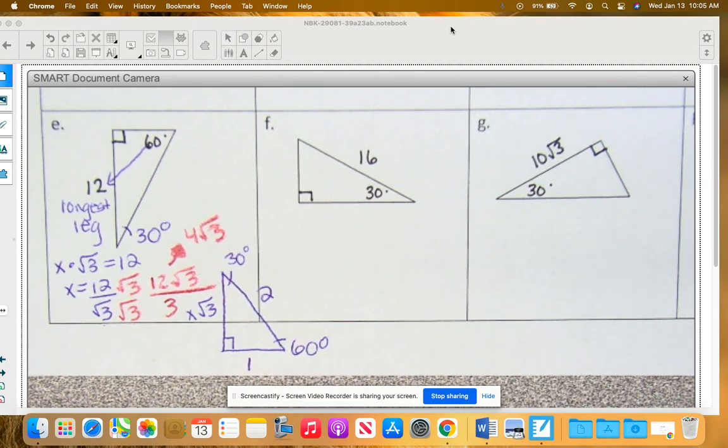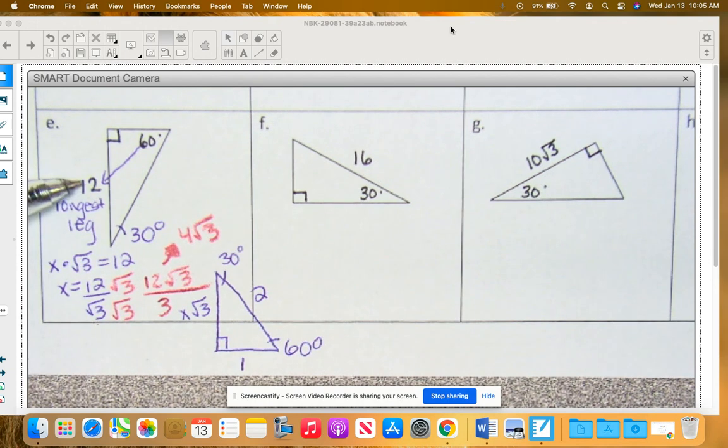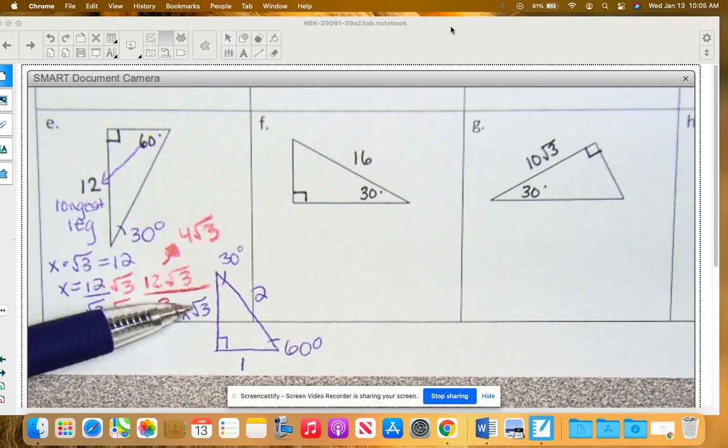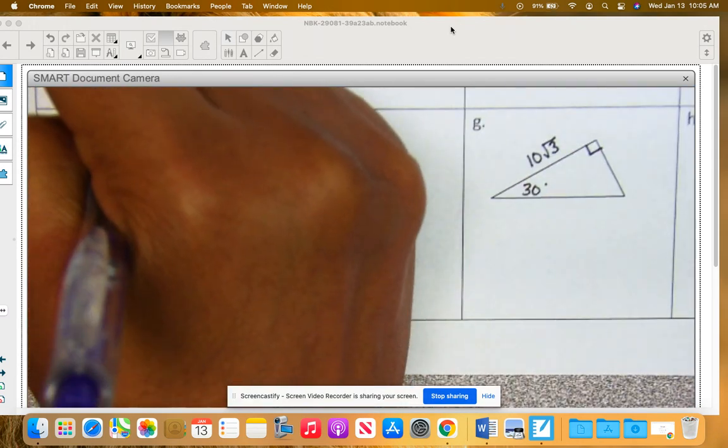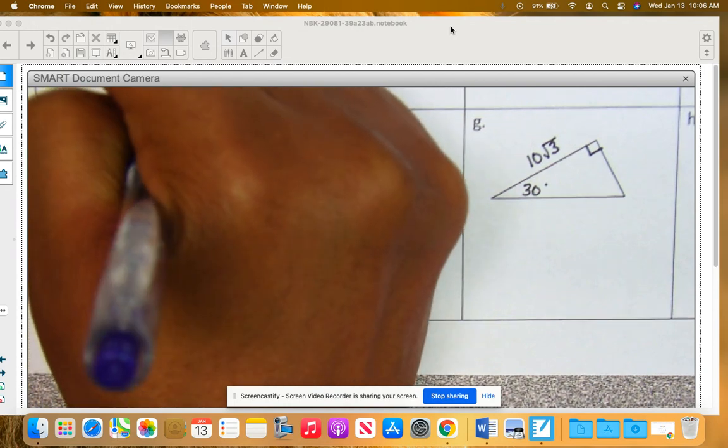So how does that help me? Well, that just gave me the length of our shortest leg. The ratio tells us that if you take your shorter leg and multiply by the square root of 3, it gives you the longer leg. So this time we were working backwards. We took the longest leg and divided it by the square root of 3 so that it now gives us the length of the shortest leg. So this is 4 square roots of 3. That is the length of my shortest leg.